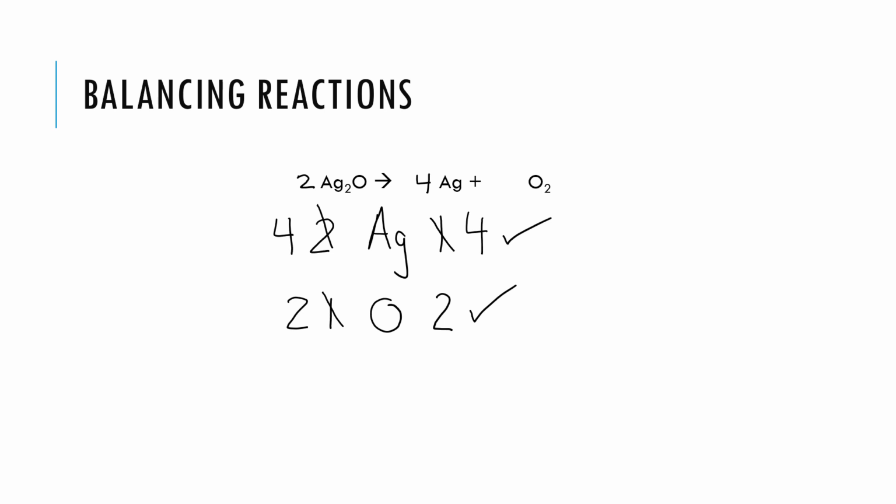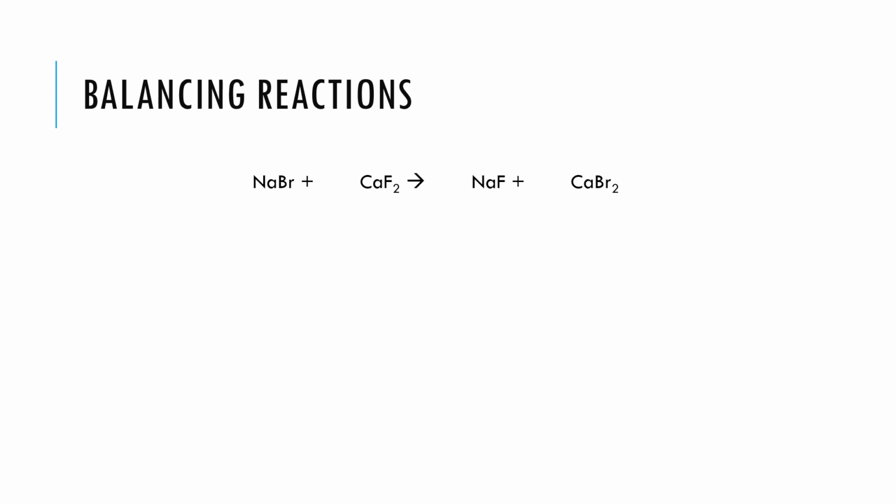Let's try one more that's a little bit longer and has more than 2 elements. Our next one is sodium bromide plus calcium fluoride goes to sodium fluoride plus calcium bromide. I'm going to do the same steps here. Na, Br, Ca, and F. We're going to do the counts for each of those. Now remember, these are the reactants, and these are our products.